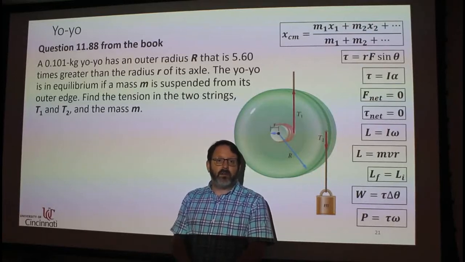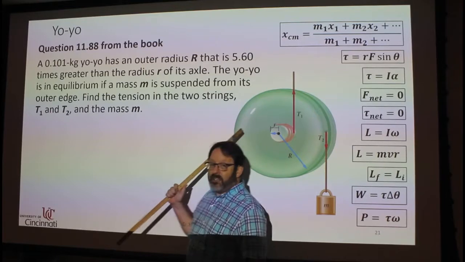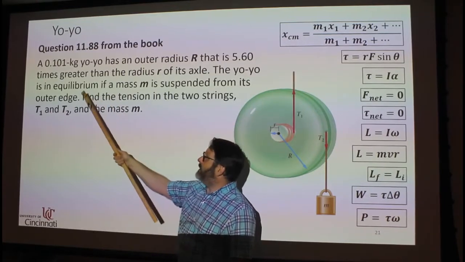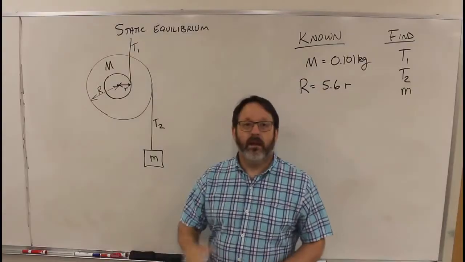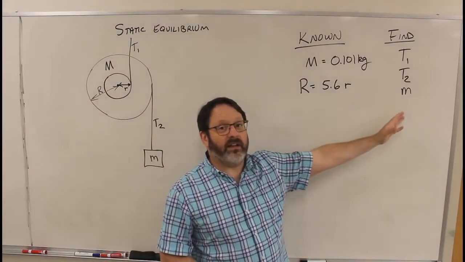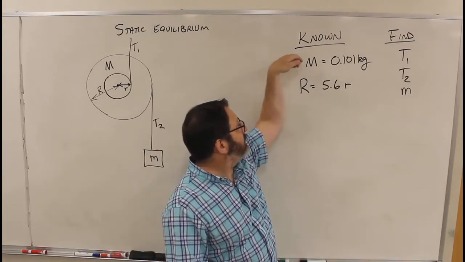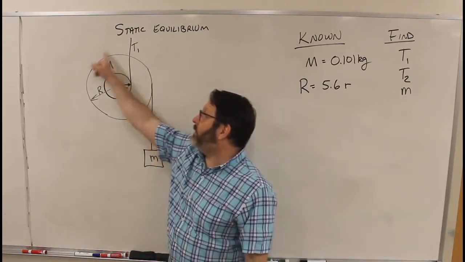In this video, I'll solve a problem using torque for a yo-yo that is in equilibrium. So this is a static equilibrium problem. Here I've drawn the situation and I've written out our knowns and unknowns. The only thing we're actually given is the mass of the yo-yo. I called that capital M.